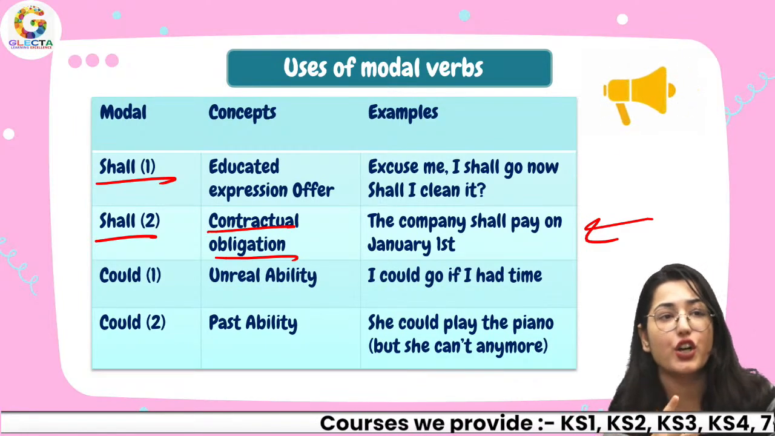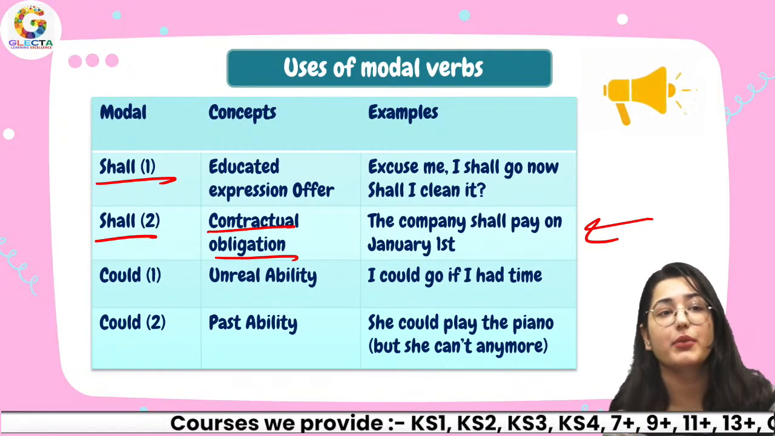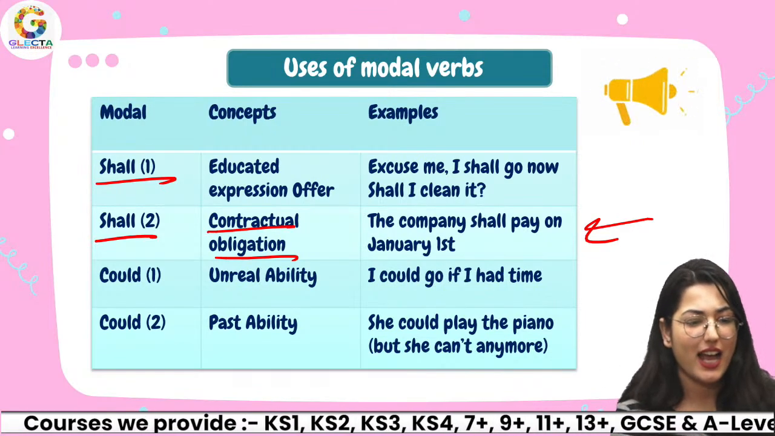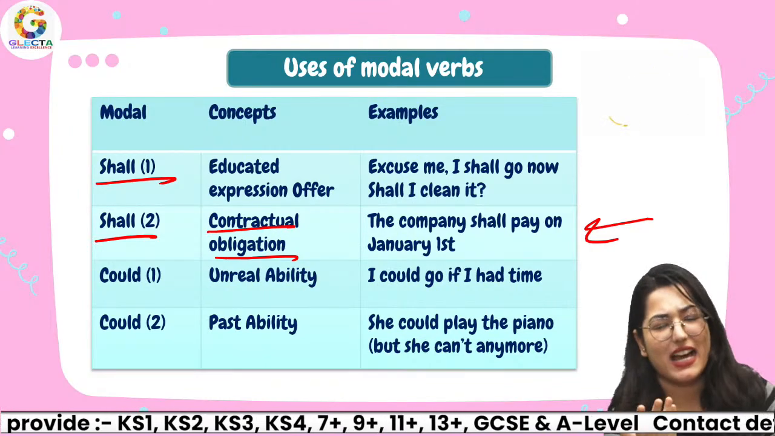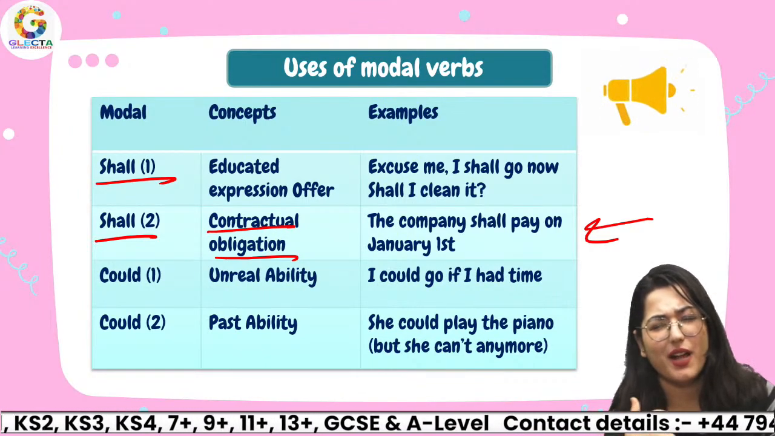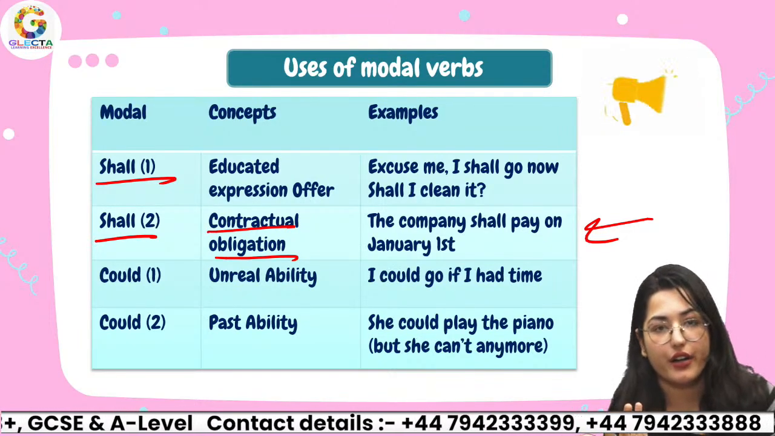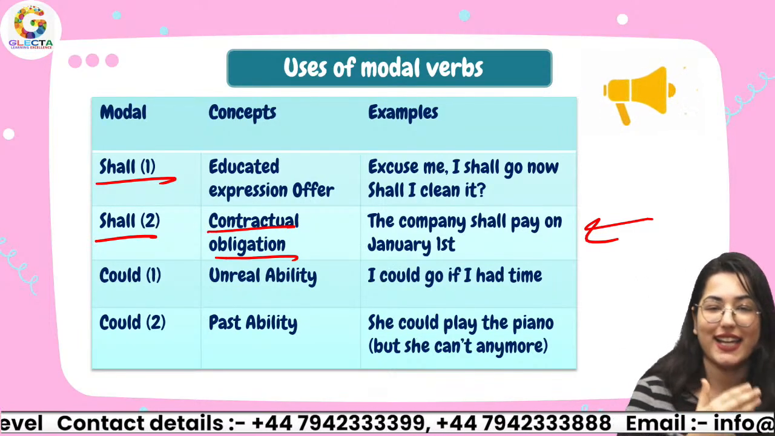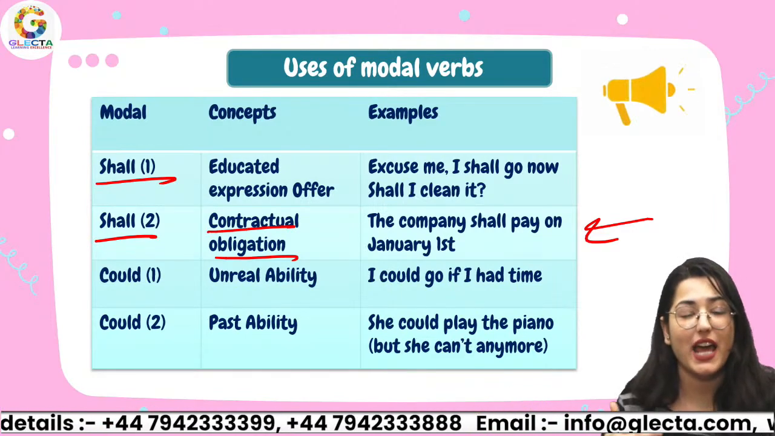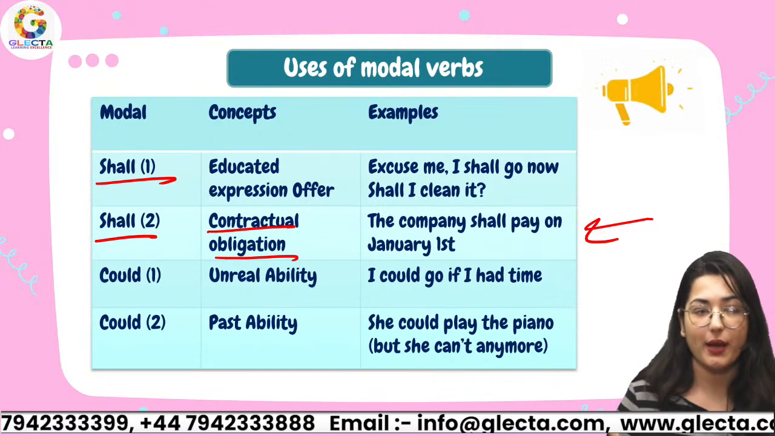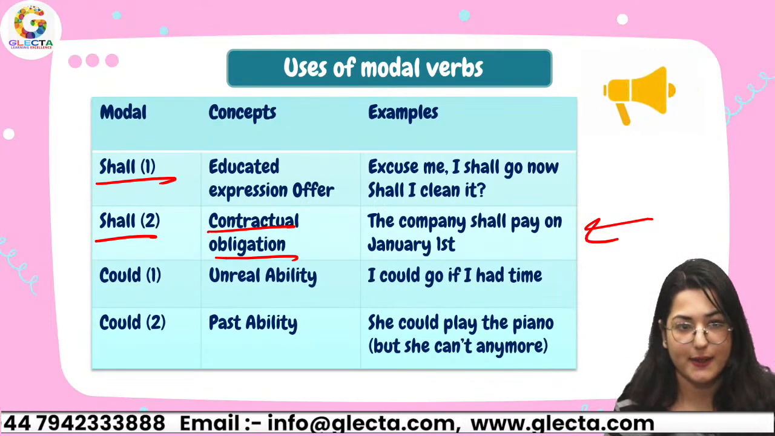The third one is could, for unreal ability. Like, I could go if I had time. Something that I haven't done, but I'm saying that I could go there. If I had a car. So it's like that. Something which hasn't happened, but I am still talking about it, so I have to use could for that.